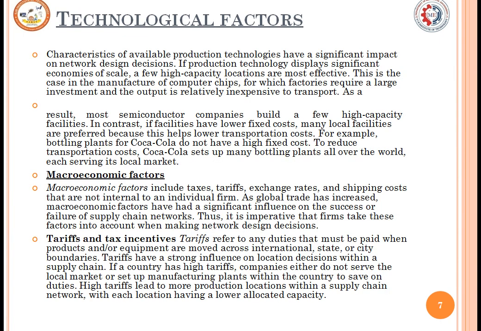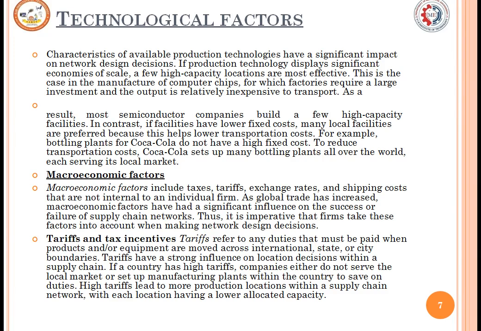Coming to the technological factors, if there is a large investment and the output is relatively inexpensive to transport, few facilities are preferred. If facilities have lower fixed costs, many local facilities are preferred because this helps lower transportation cost. The best example is the Coca-Cola plant, which does not have high fixed cost, and they reduce transportation cost. Coca-Cola sets up many bottling plants all over the world, and each also serves its local market.